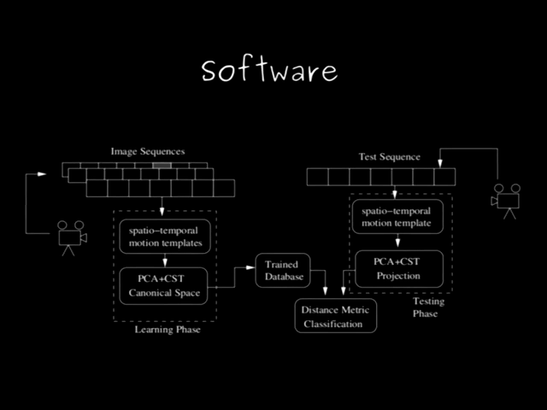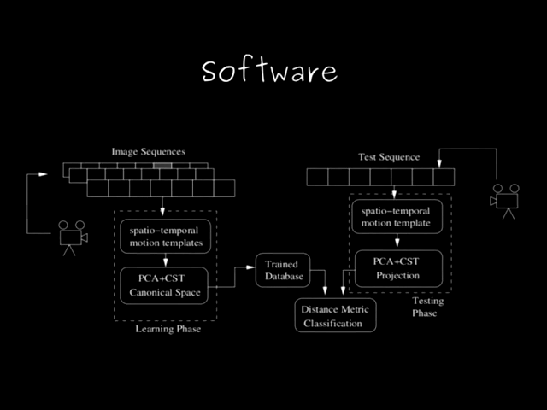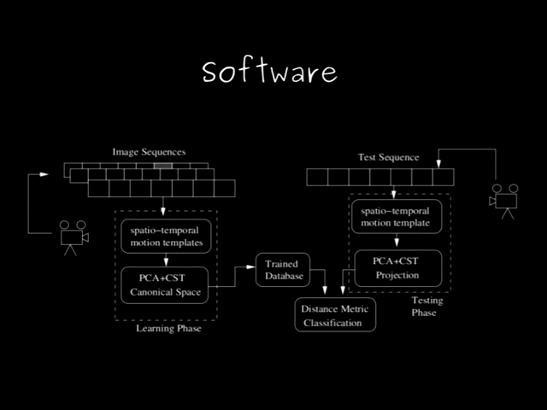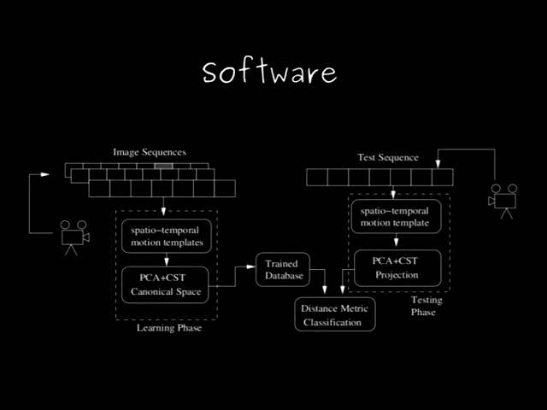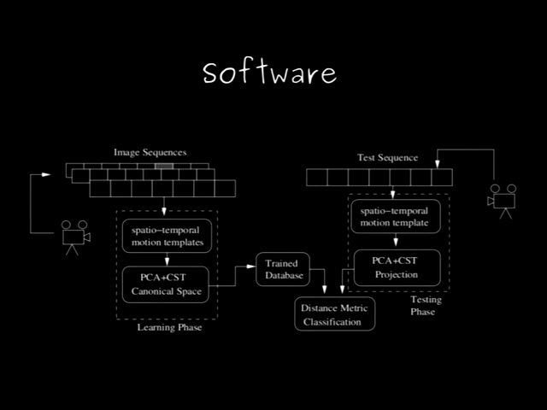The software system is depicted in this diagram. In the learning phase, a large collection of labeled image sequences are converted into spatio-temporal templates, which capture the parts of the image in movement. These images are transformed to a lower dimensional space through principal component-based analysis. Different classes of movement become clustered in different zones of this space, thus allowing for the definition of decision boundaries.